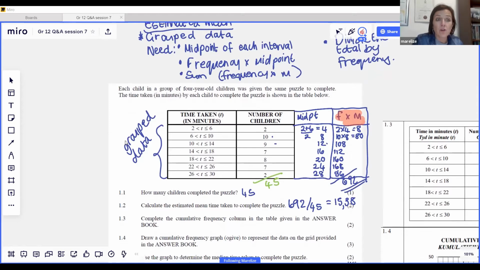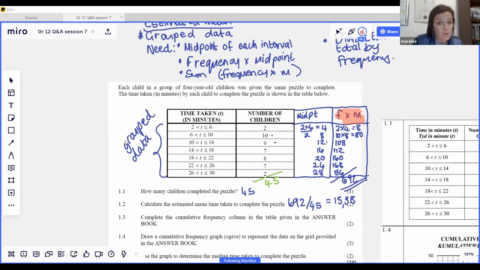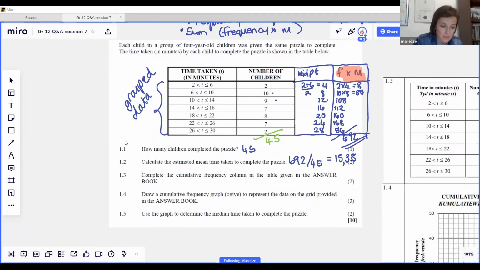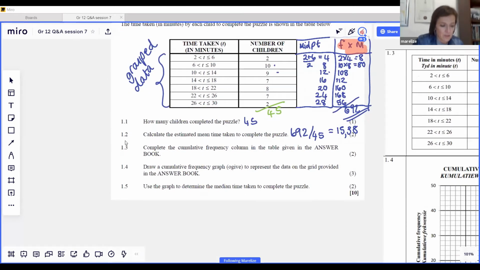Now, if you have forgotten about this, remember we've got the app. There are videos on the app and lessons on the app around the estimated mean and on everything we're going to do next, which is the cumulative frequency graph. So you can go practice that, revise that in your holiday coming up.